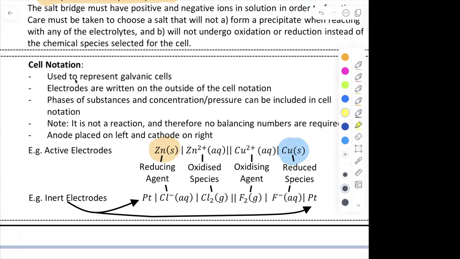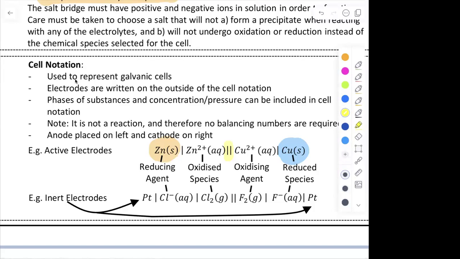Very important, you need to put this double line in the middle. This double line represents your salt bridge. So you have zinc solid becomes zinc 2+ aqueous solution. So it was the reducing agent and then the oxidized species. Then on the right-hand side, we see the oxidizing agent and the reduced species. The oxidizing agent was our Cu2+, and that became Cu solid. And that's how you write your cell notation.